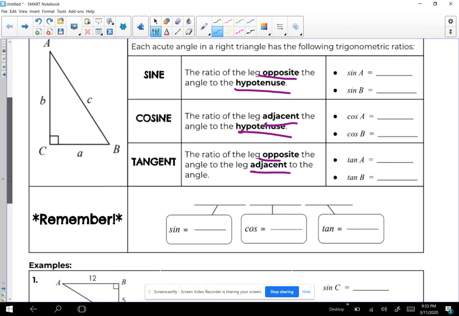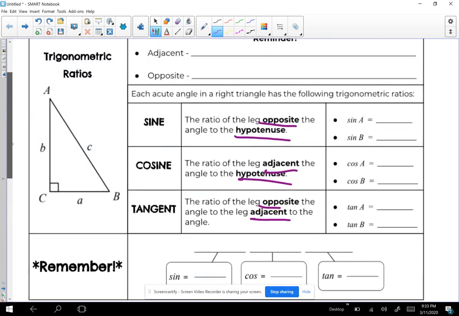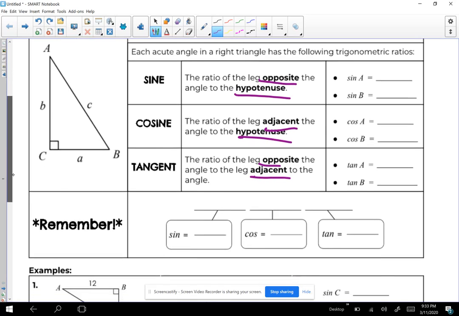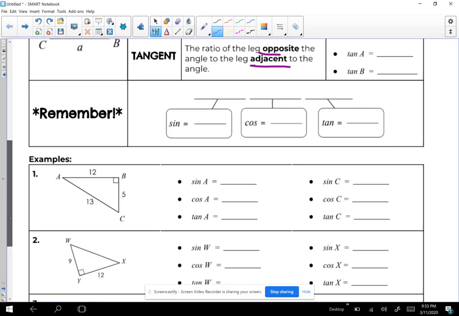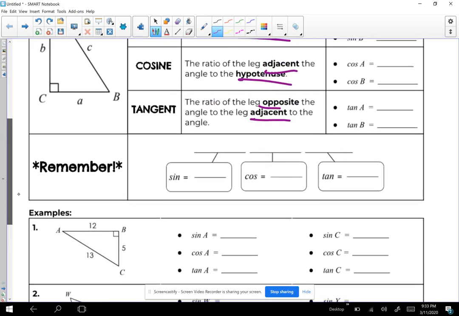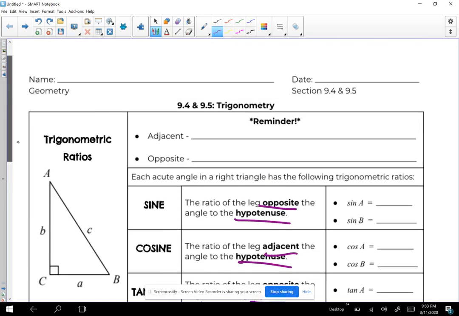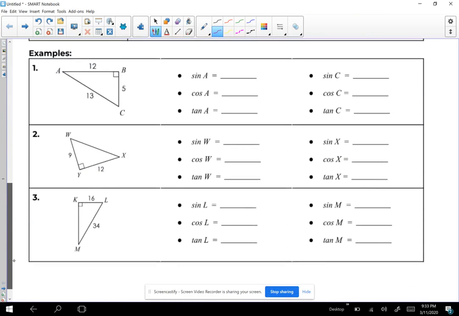I will include an attached link of these notes completed in case you need a refresher, because I know we do keep our binders at school, and unfortunately we don't have access to them right now. So I will attach this entire sheet completed so that you do have some things to reference.